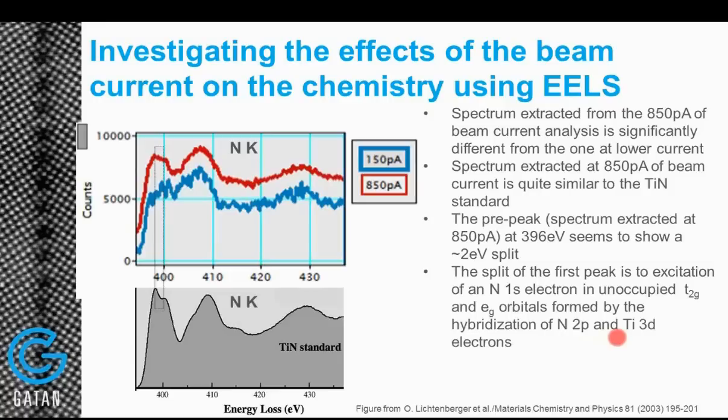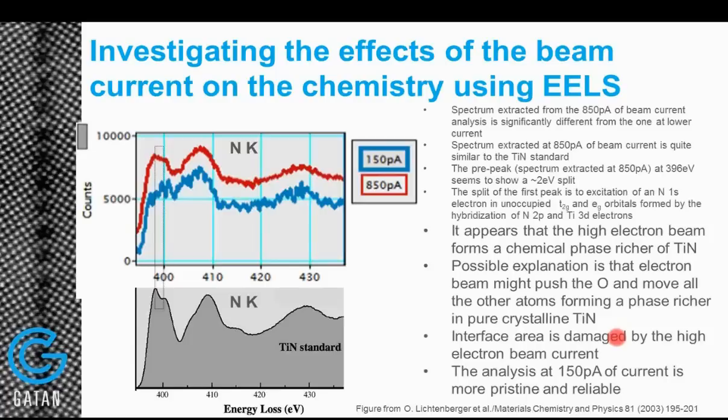So what is going on in this sample? Because we are getting different results at different current. So first of all, this is how I think things are happening in this case. The electron beam, in my opinion, the high dose, the high beam current, is actually forming a chemical phase that is richer in titanium nitride.